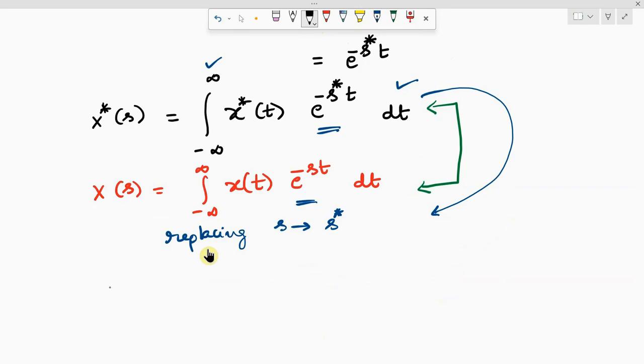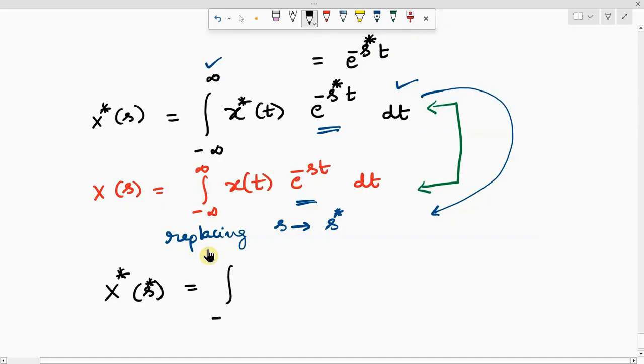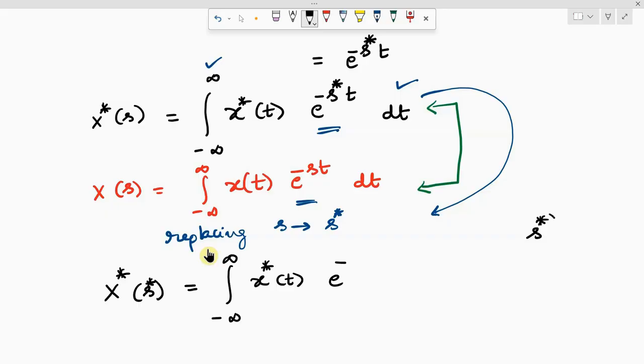Now what happens to this? X conjugate of s conjugate equals the integral over infinite limits, and this remains e power of minus, what is s conjugate whole conjugate? S itself. So you will get s itself.